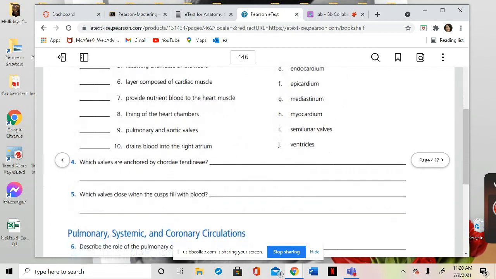Okay, so which valves are anchored by the chordae tendineae? The atrioventricular valves. They are the flaps that, during ventricular systole, prevent backflow of the blood into the atria. So those are the ventricular valves.